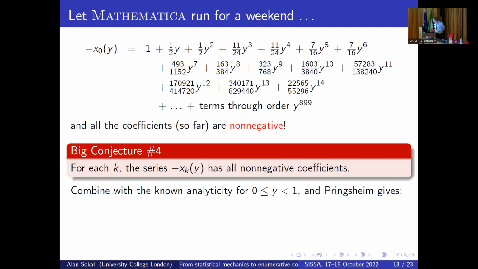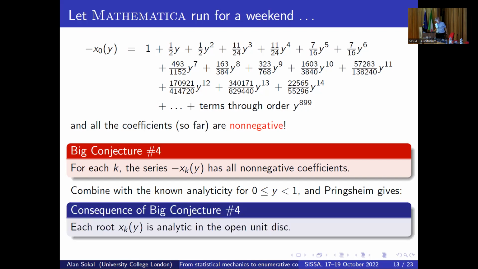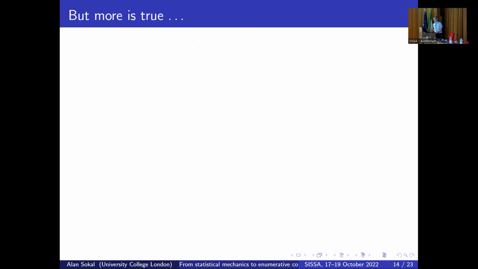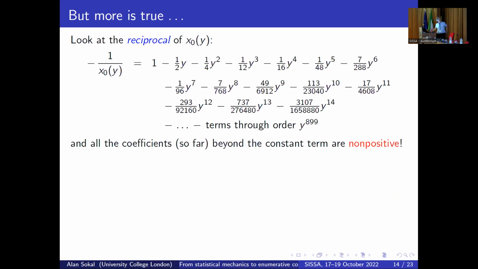So therefore, Pringsheim, together with this non-negativity, if the non-negativity is true, implies that each root is analytic in the open unit disk. So that was my first question. Could it be true? And the answer is yes, it sure looks like it's true, modulo this non-negativity that I don't know how to prove. That I have no idea how to prove, let's put it that way. But more is true. Let's look at the reciprocal.